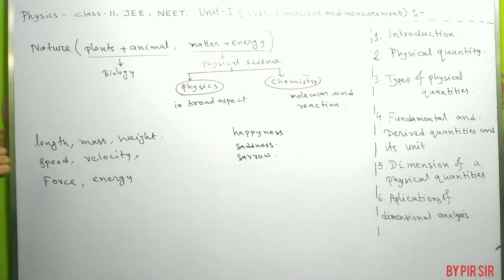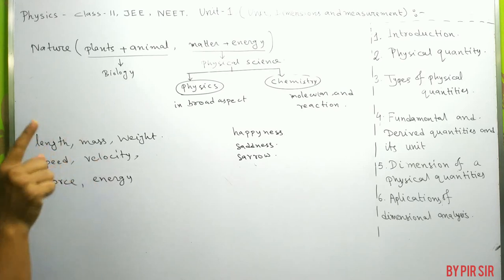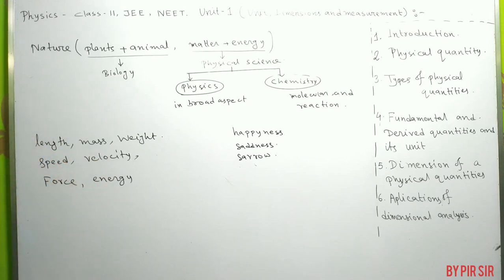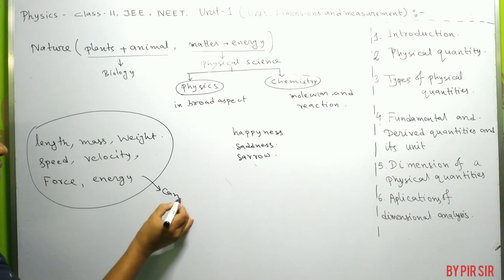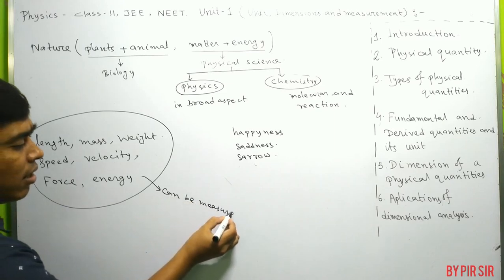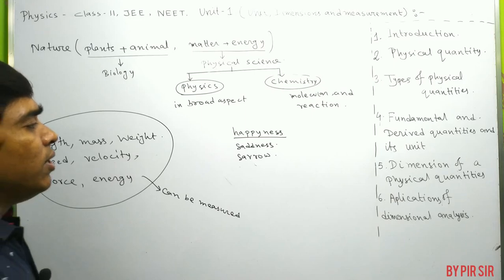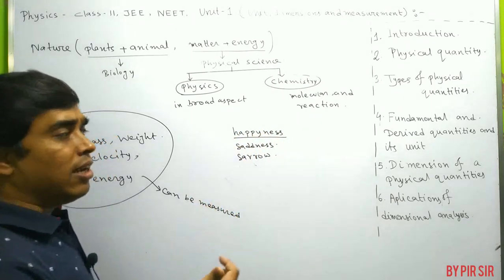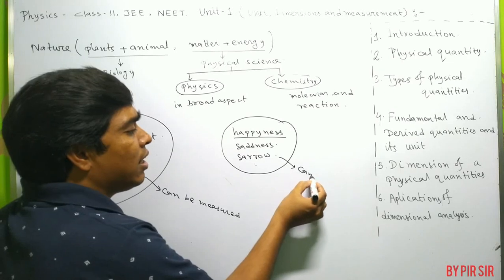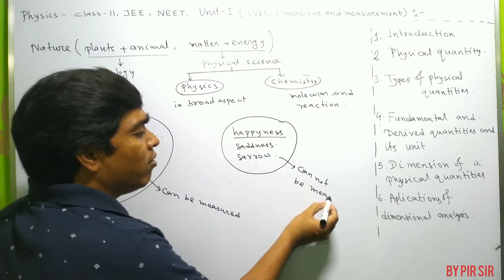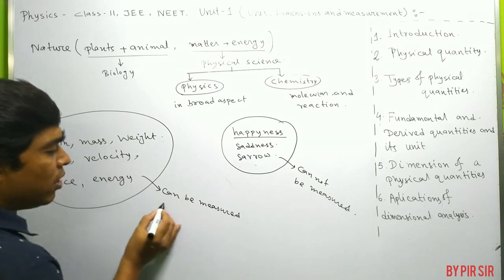But there is a difference. You know that length can be measured, mass, weight, speed, velocity, force and energy can be measured. But you cannot measure happiness. There is no unit. What is the amount of happiness? What is the amount of sadness? What is the amount of sorrow? These quantities cannot be measured.